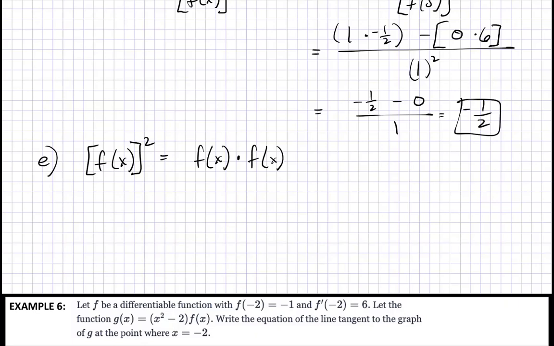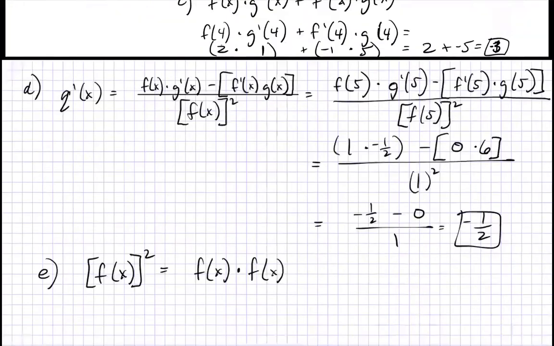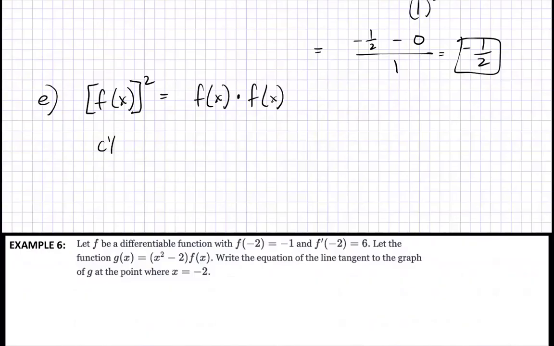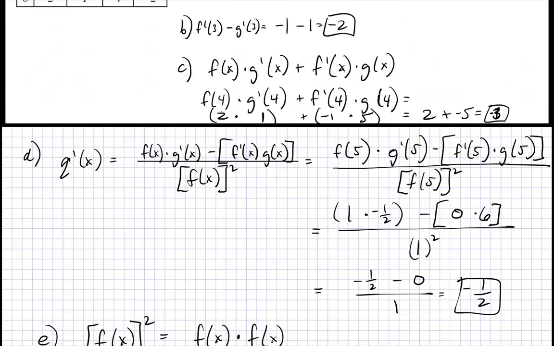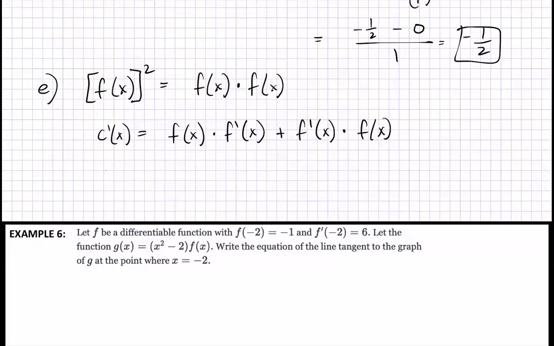So with product rule, I'm finding C prime. It's really the same number multiplied twice. So C of 2, C prime of 2 we're looking for. So everywhere you're going to have a bunch of 2s.